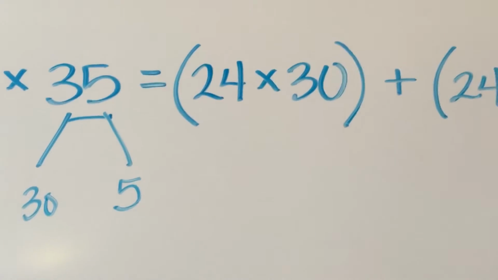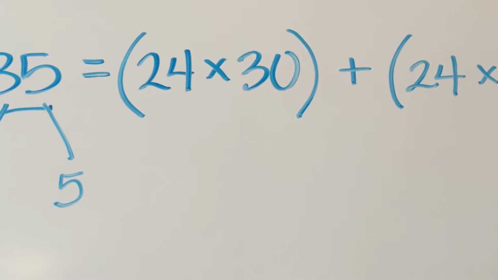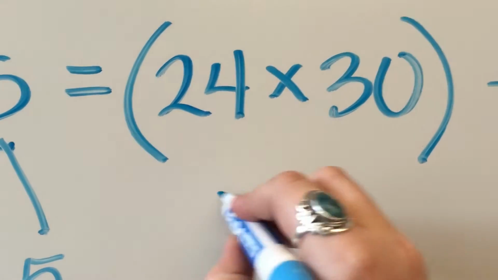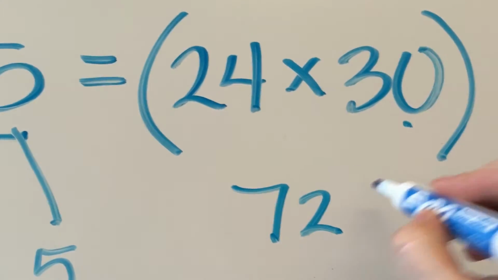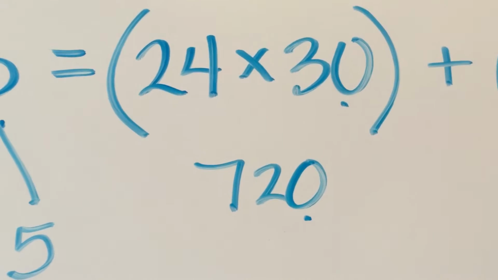Students would then solve these one at a time. So 24 times 30, well, that's still a little bit ugly. They might be able to do 24 times 3 and know that that's 72, and then you would pop on that 0. That's what we call that trick, popping on a 0.